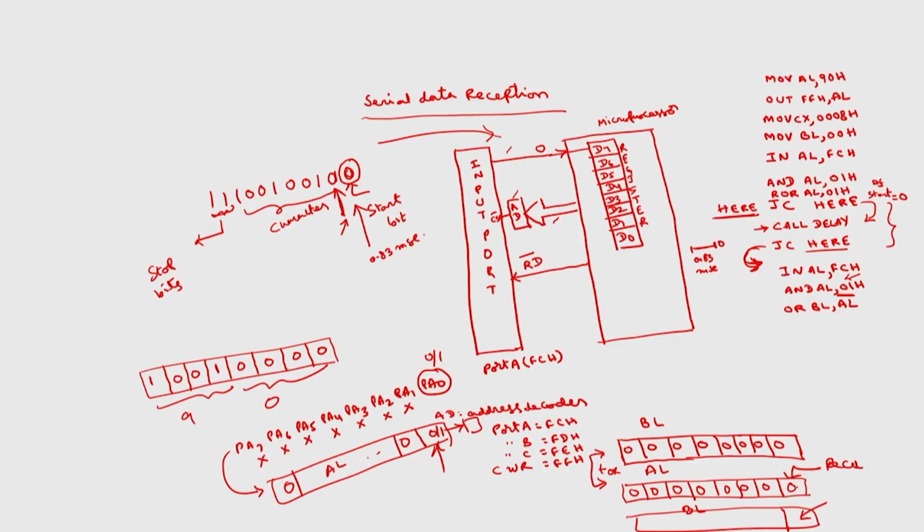This bit will be whatever the bit of this one is, transferred. So, 0 ORed with 0 gives 0 only. If this is 1, 1 ORed with 1 gives 1. So, simply the last bit of BL becomes the first received bit. In our present case this is 0, so the first bit received will be 0. Then I will call delay. Before that I will rotate. I will call delay, because this has to be present for a delay of 0.83 milliseconds.